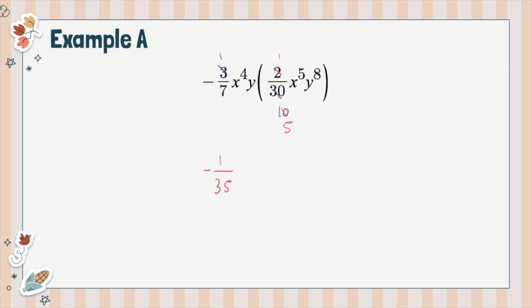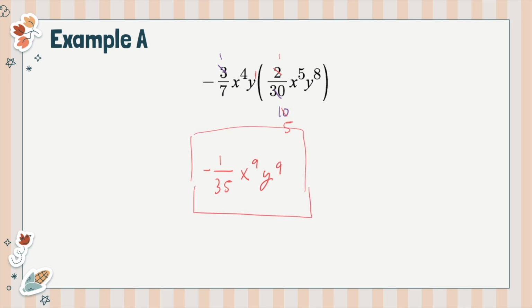So I've got x to the 4th times x to the 5th. I know from my rules that means I'm going to add the exponents because they have the same base. So x to the 4th times x to the 5th is going to give me x to the 9th. And now I've got y to the 1st, because I don't see any other exponent here, so I know that's a first power. So y to the 1st times y to the 8th, they're going to add together to give me y to the 9th. And this is as far as I can go. This is my final answer: negative 1/35 x to the 9th, y to the 9th.